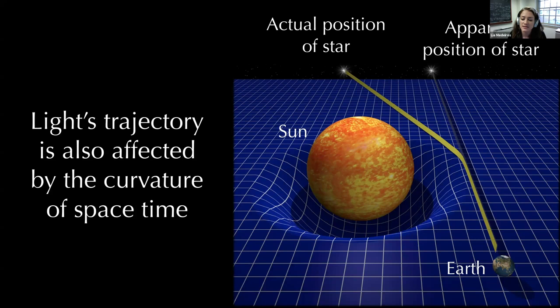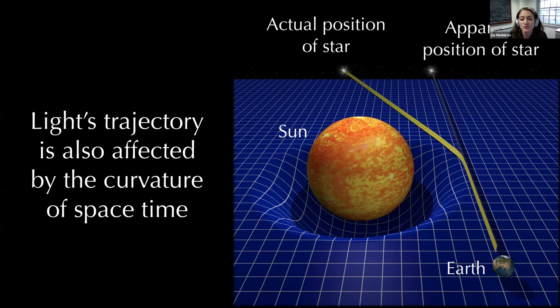And so I have a diagram here on the right. We are all on Earth, which is on the bottom right-hand corner here, and the sun is kind of in the middle of this diagram. Towards the top of this diagram, you can see that I've labeled the actual position of a star. What's happening here is that the star is emitting light, and that light leaves the star and passes very close to the sun. That is indicated by this yellow line here. And as you can see, the trajectory of the light is curved due to the presence of the sun very close to the path of the light.